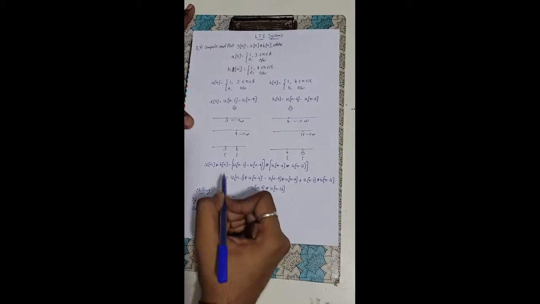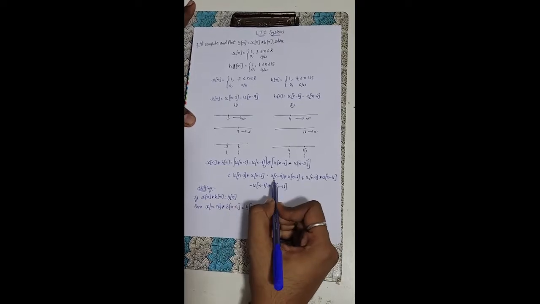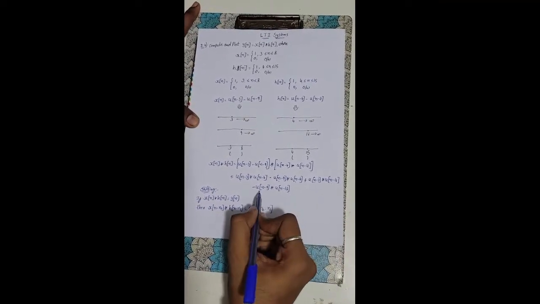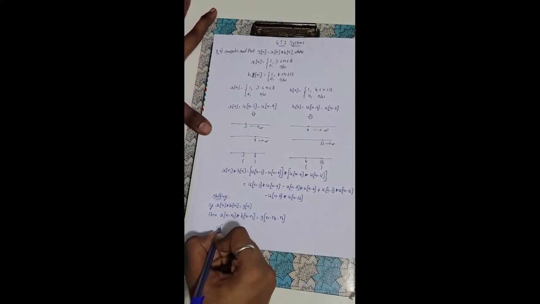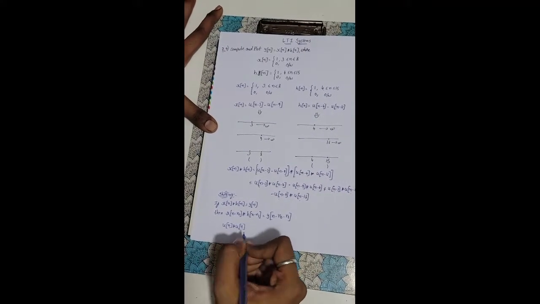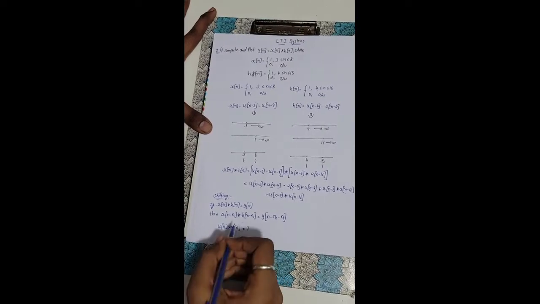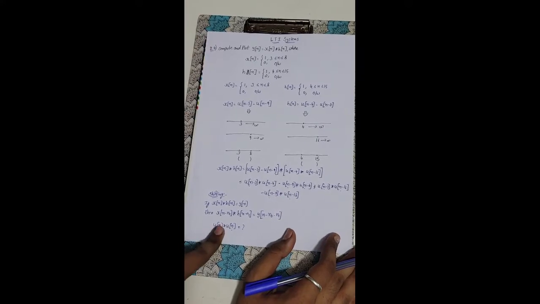Here if we see, all the signals are in the form u of n minus 3, u of n minus 4, u of n minus 9, u of n minus 16. So first we have to find the u of n convolution u of n. If we solve this u of n convolution u of n, we can solve this whole expression very easily. Now we will find the convolution of u of n and u of n.